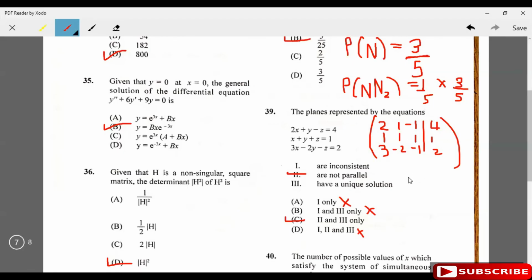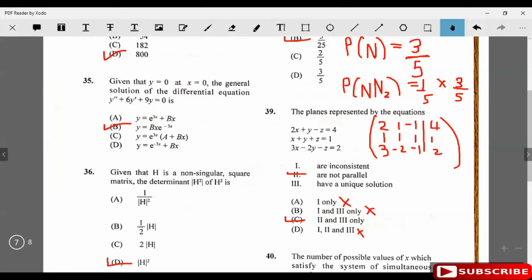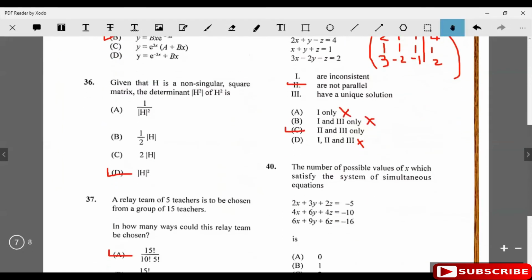Another way to do it was row reduce. So if you have time, you can row reduce. When you row reduce it, you're going to find that when you solve this system, you get a value for x, a value for y, and a value for z. So it has a unique solution. All right, so that's question 39.